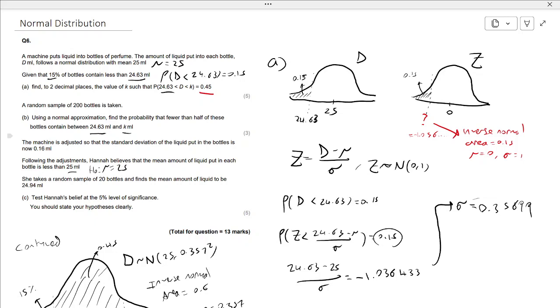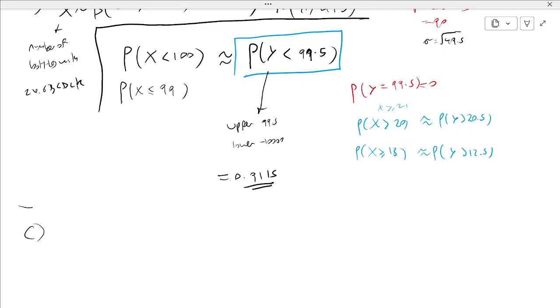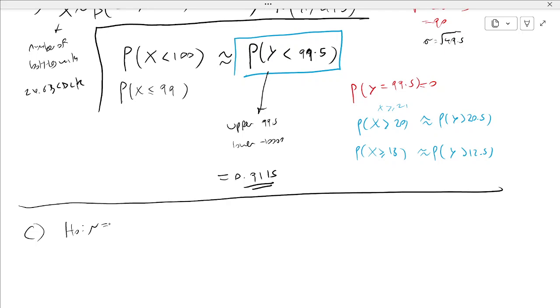So we're keeping that unchanged. Okay, so hypothesis testing, you know the drill. Start off with H0, H1. You have to read the question here. H0, well, yeah, we're going to assume the mean is still 25.